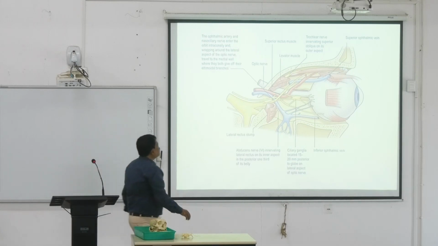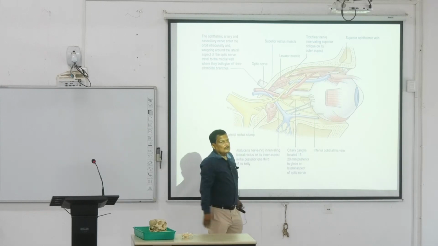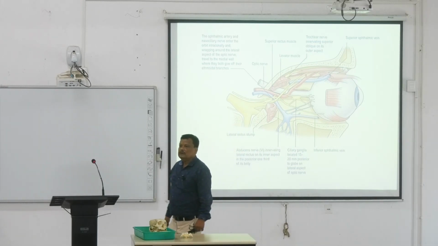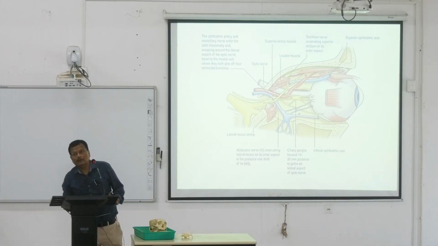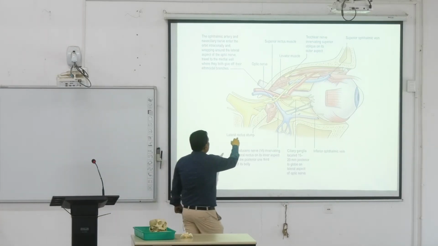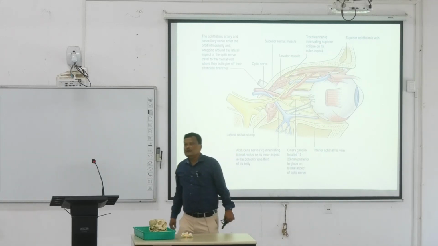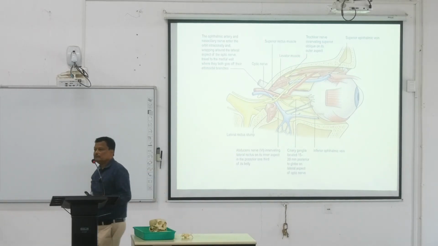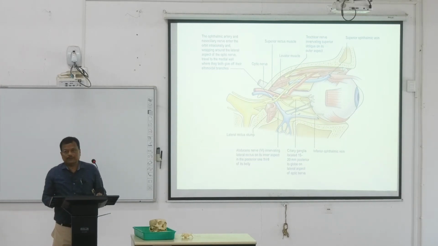Next, it contains arteries, veins, ophthalmic and its branches. Vein, superior ophthalmic vein, inferior ophthalmic vein, nerves, very, very important. Second nerve, optic nerve, and also third, fourth, sixth cranial nerves, oculomotor, trochlear, abducent. Also, ophthalmic division of the trigeminal nerve.